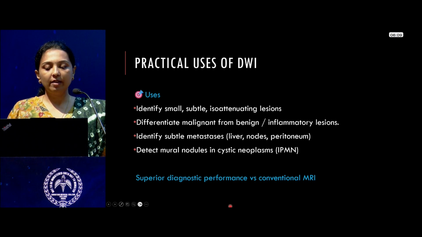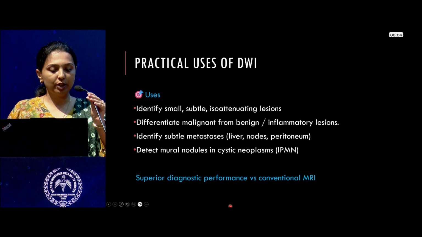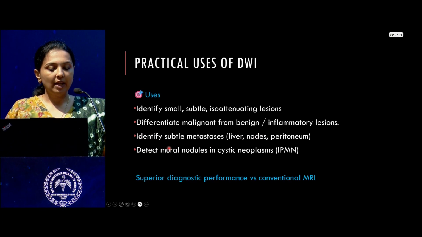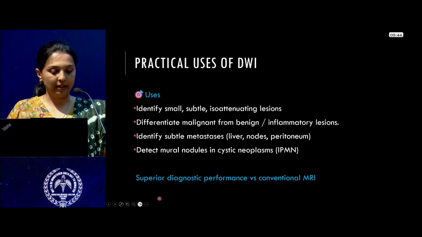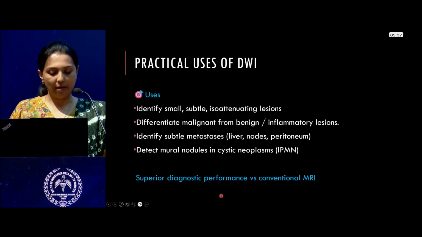So in routine daily practice, where do we use diffusion weighted imaging? So we use it to identify small, subtle, and like I mentioned, iso-attenuating lesions that are atypical. We can differentiate malignant and benign when there is a diagnostic dilemma. And we can identify subtle metastasis in the liver, the lymph nodes, peritoneum, and also cystic lesions. The mural nodules will be better picked up. And overall, the diagnostic performance of diffusion weighted imaging is superior when compared to conventional MRI alone.